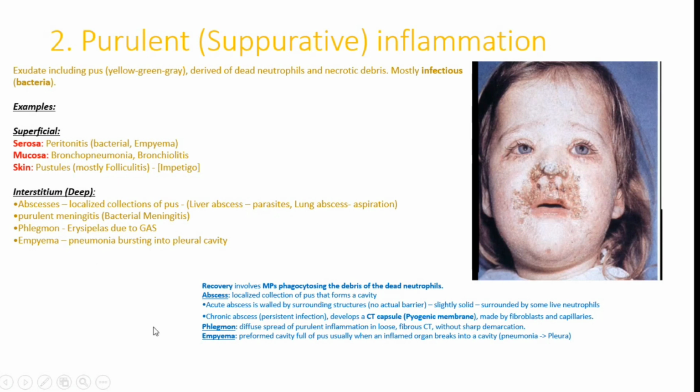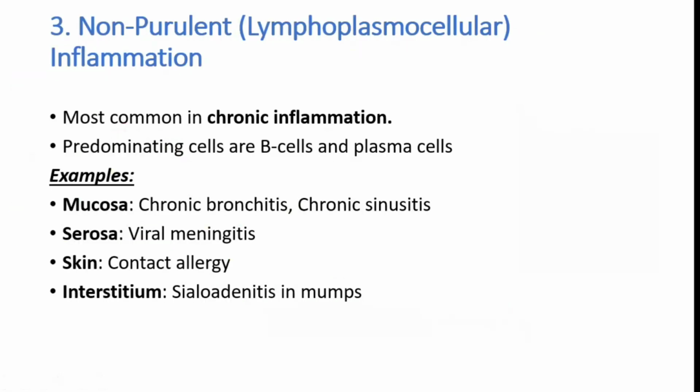And last is empyema, which is the presence of pus in preformed cavities. And what are the preformed cavities? Well, your pleural cavity, your gallbladder, your pericardium, all these are preformed cavities, which have always been there since birth. Right. So this is about purulent inflammation. If you remember the points on these slides, you are good for the exam, basically.